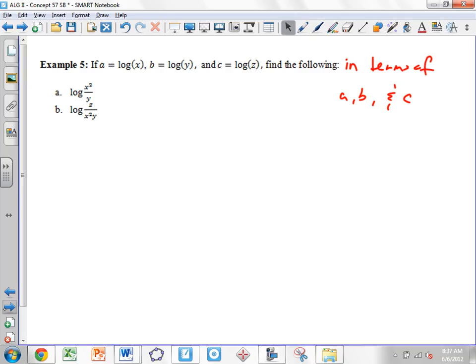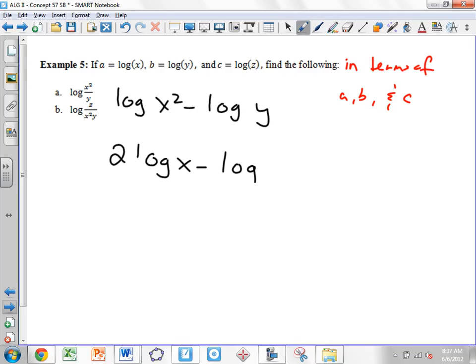So part A. Before we begin part A, what do I have? Do I have two things being multiplied or divided? Divided, right? So what does division mean again? Subtract. So let's write this as log x squared minus log y. What do I do with that 2 for the x squared? Yeah, put it in front of the log. So I got 2 log x minus log y.